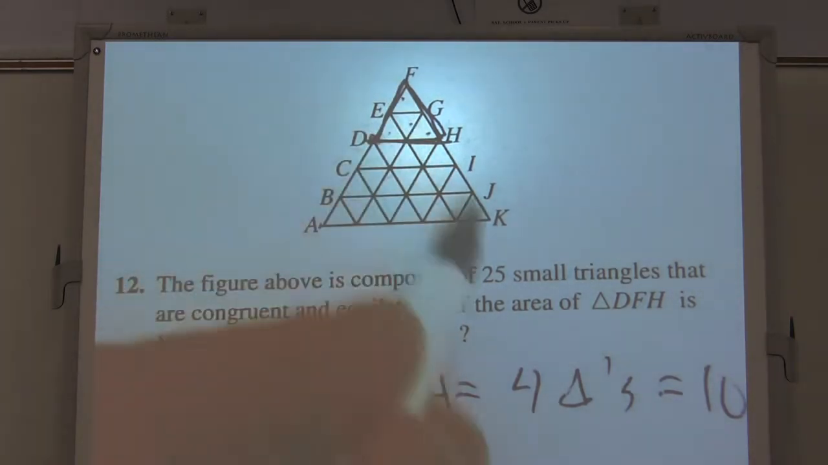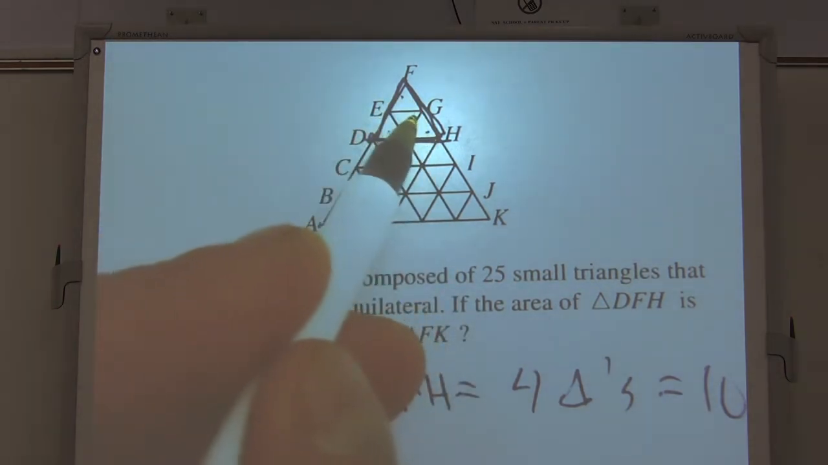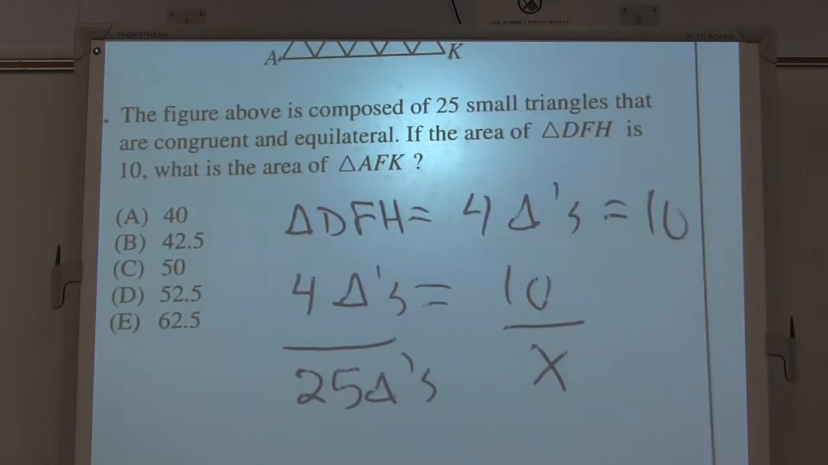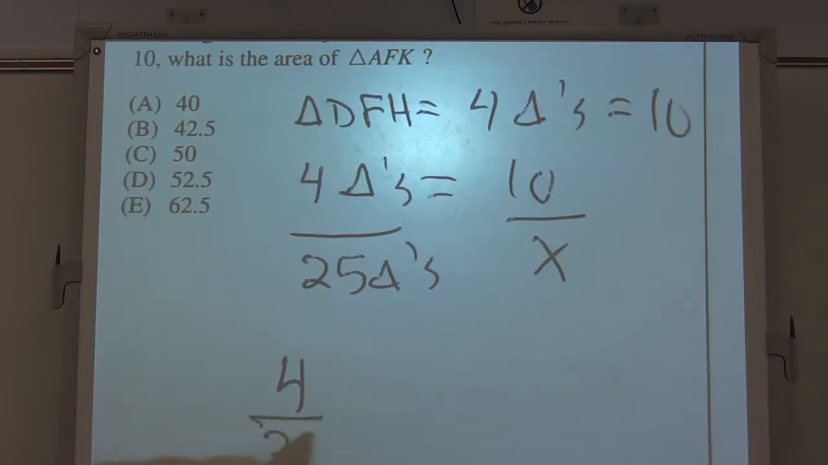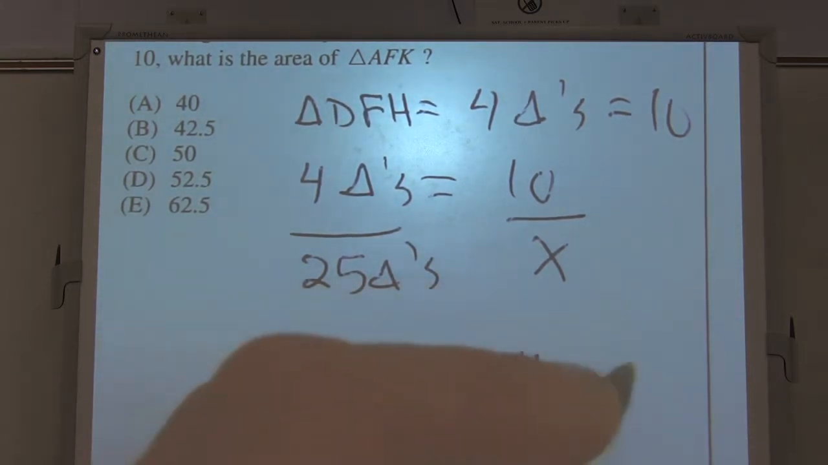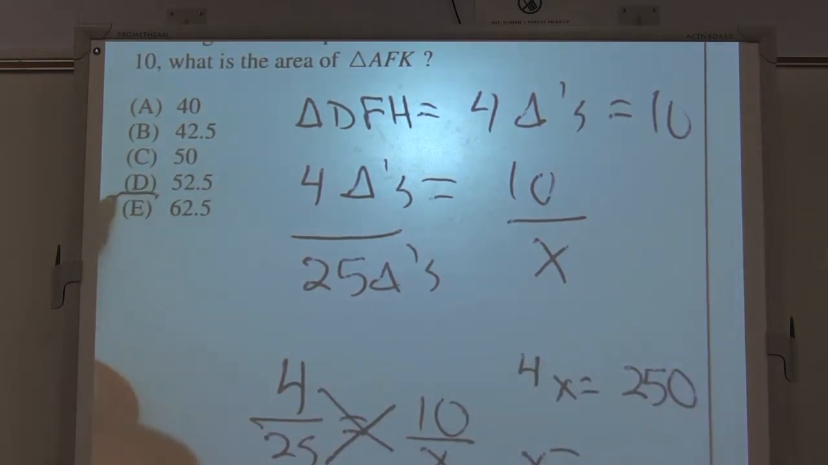So AFK is all 25 triangles. So I know 4 triangles equals 10. What does 25 triangles equal? And that's going to be a proportion, you guys. 4 triangles equals 10. So 25 triangles is going to equal what? And I'll just call it x. So I have this proportion, you guys. 4 over 25 equals 10 over x, and then cross multiply, I get 4x equals 25 times 10 is 250. So when I divide that, I get 62.5, choice E.